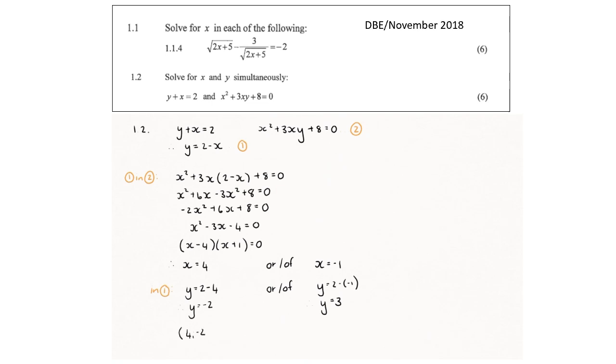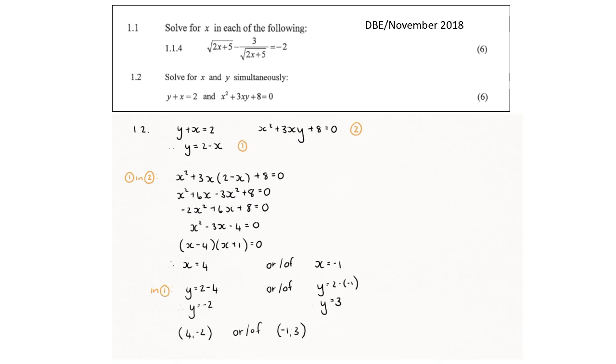Now this answer actually shows us the points of intersection of the two functions, y plus x equals 2 and x squared plus 3xy plus 8 equals 0. So we can write this then as (4, -2) or (-1, 3).